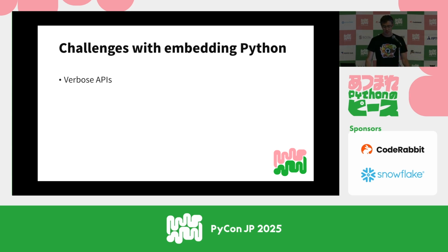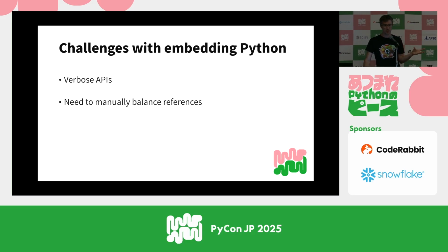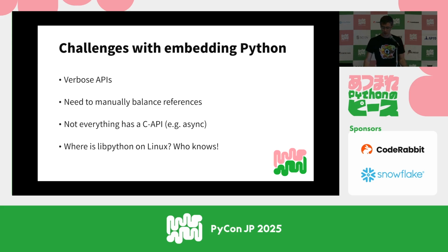So one of the big challenges that you can see in that last slide is that it's very verbose. There's a lot of APIs you have to call. You have to deal with reference counting, which in itself is a whole thing you have to learn. Not everything has a C API, so I gave some examples there of importing a module, getting an attribute, and running a function. If you want to deal with async I/O, for example, there is no C API. So there's actually a lot of Python itself that doesn't have a C-level API.